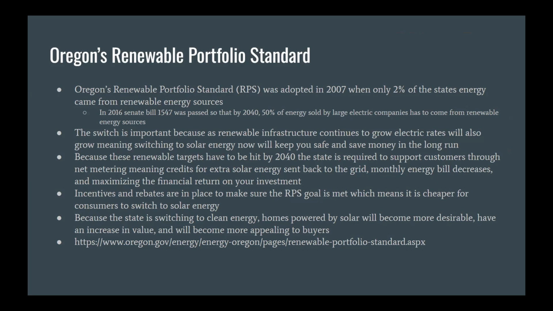Because these renewable targets have to be hit by 2040, the state is required to support customers through net metering, meaning credits for extra solar energy sent back to the grid, monthly energy bill decreases, and maximizing the financial return on your investment. Incentives and rebates are also in place to make sure the RPS goal is met, which means it is cheaper for consumers to switch to solar energy now. Because the state is switching to clean energy, homes powered by solar will become more desirable, have an increase in value, and will become more appealing to buyers.